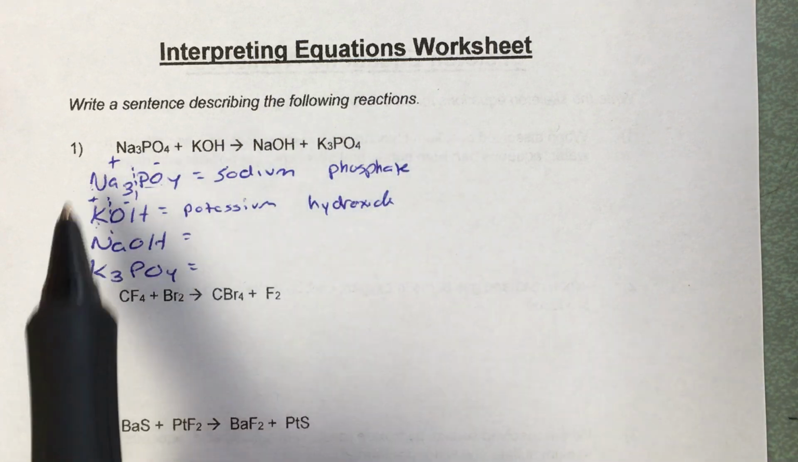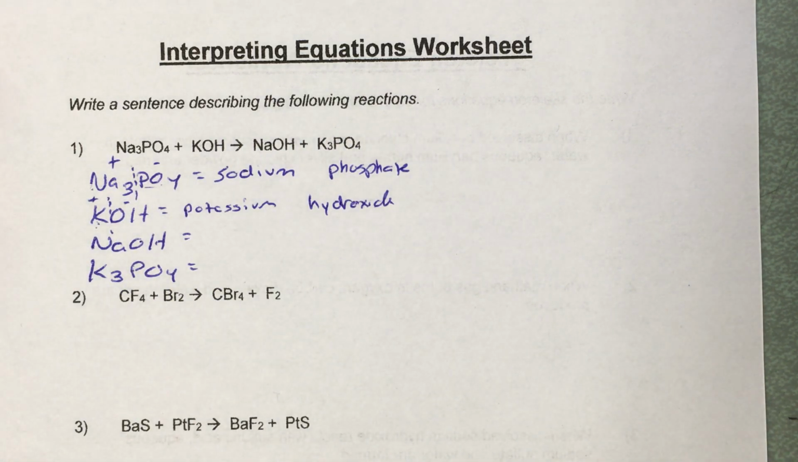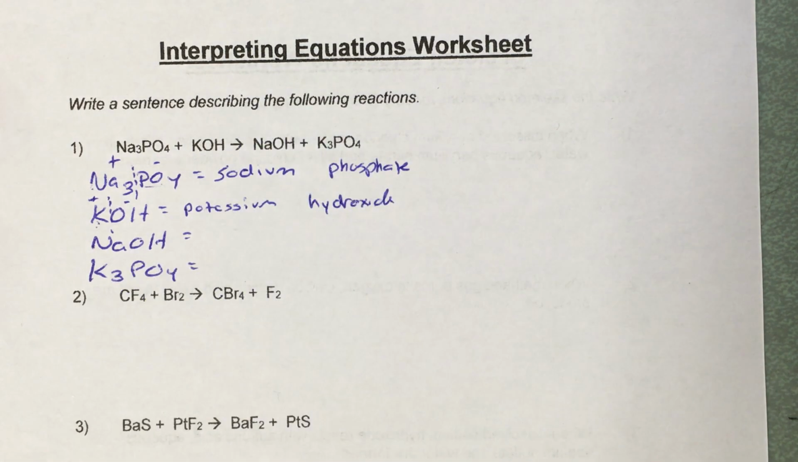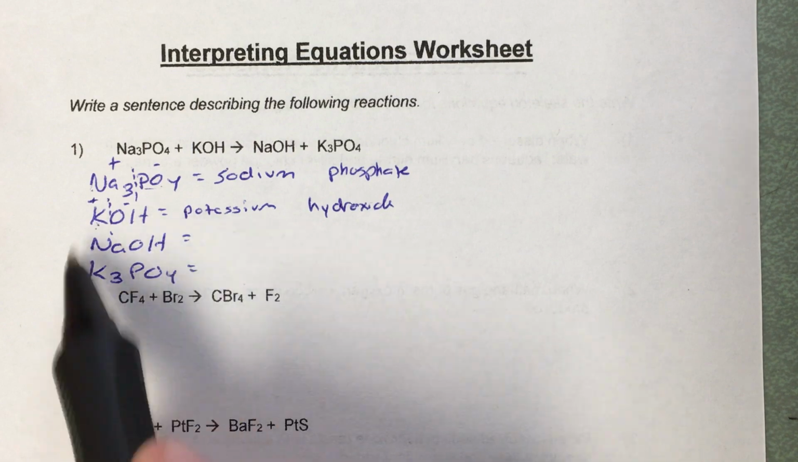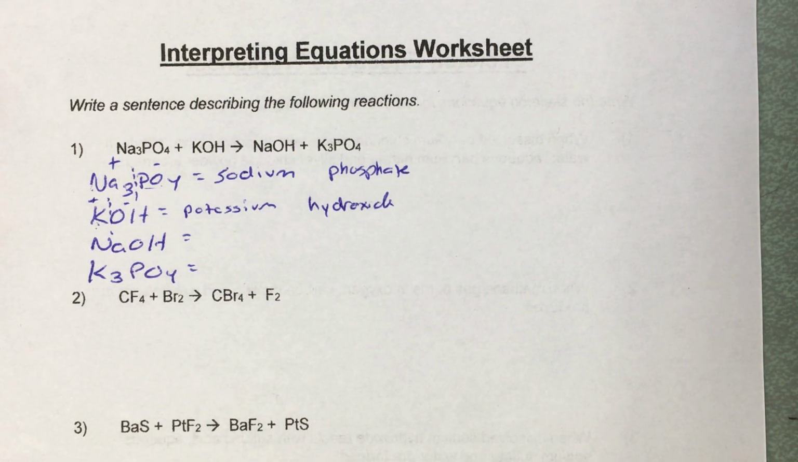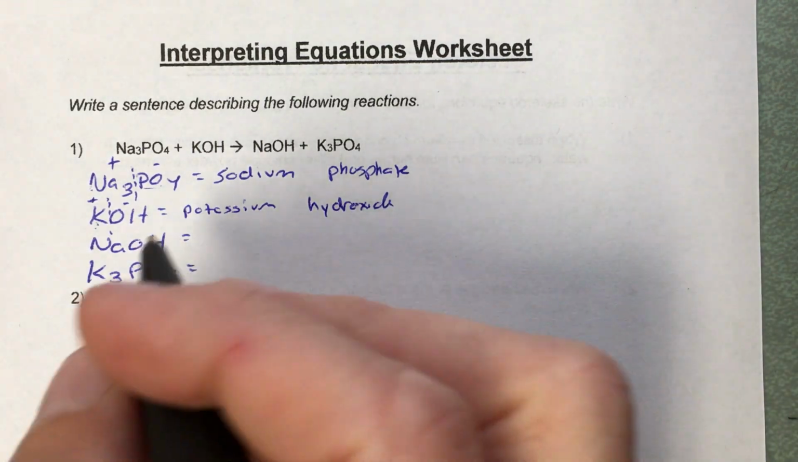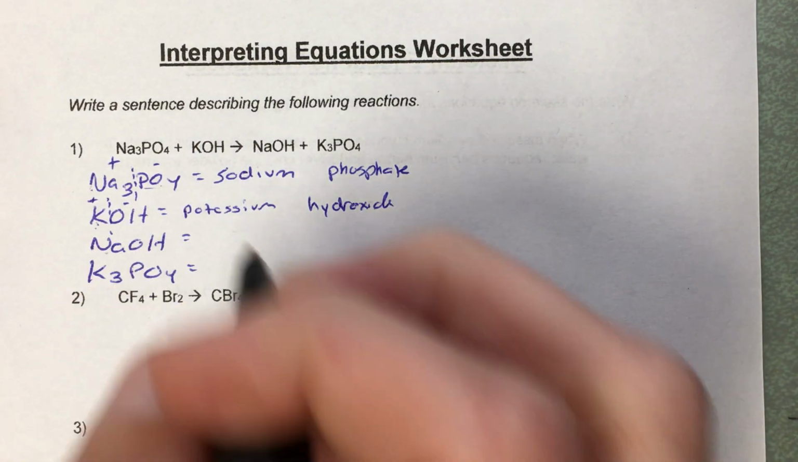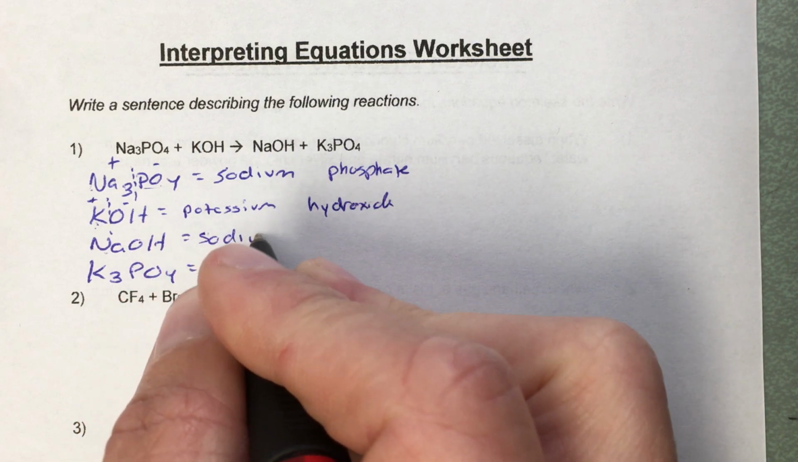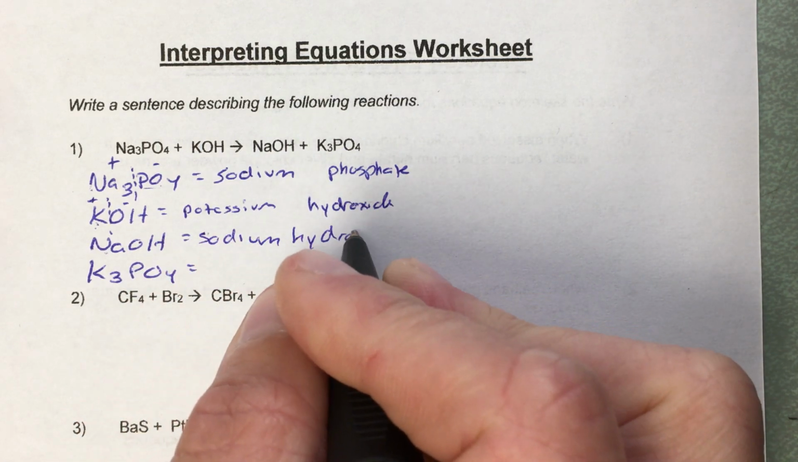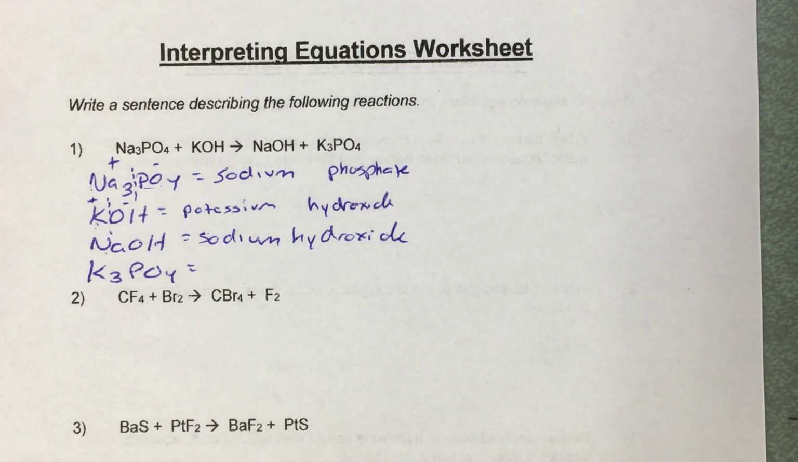Now that we're done with this side, most of the work is done. We know that neither one of our metals require a Roman numeral, and that's going to be the same when we deal with these 2 substances on the product side. We know we're not going to need a Roman numeral over there either, so we don't even have to think about it. We also know that our ions are going to be the same on both sides. It's a matter of just switching around the metals, basically. So we have the sodium attached to the hydroxide now. So sodium hydroxide, and we have the potassium attached to the phosphate.